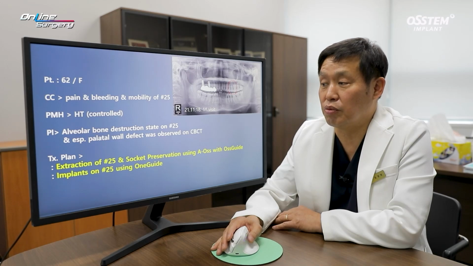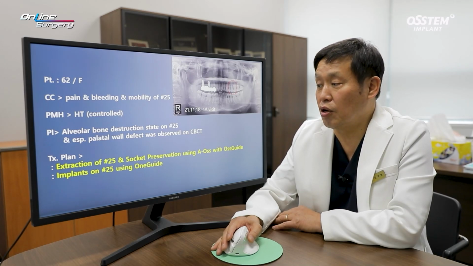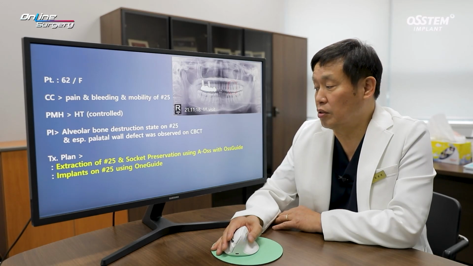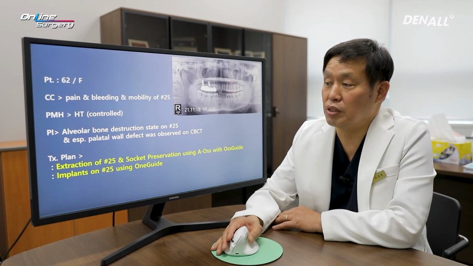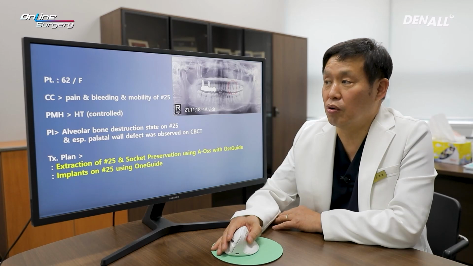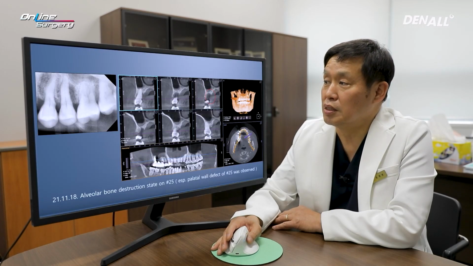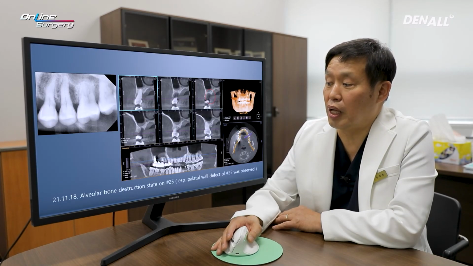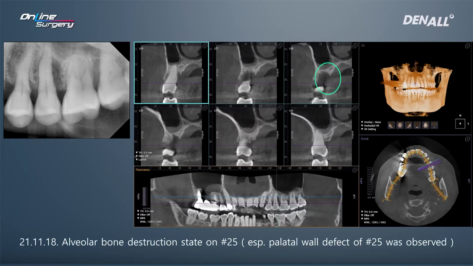Because the patient was in pain, we decided to extract number 25 and socket preservation was done. A Oss and Ossguide were used to do socket preservation. In number 25, the plan was to place the implant using one guide. On CT in number 25, you can see how the alveolar bone is destroyed, especially in the palatal region. In this case, socket preservation is done.